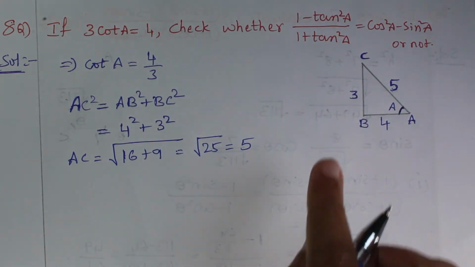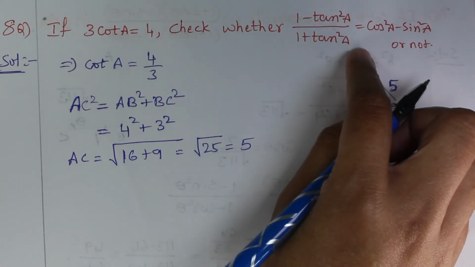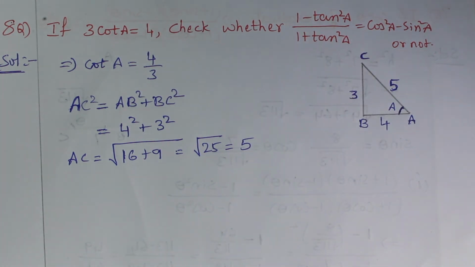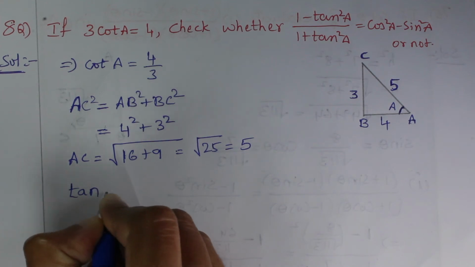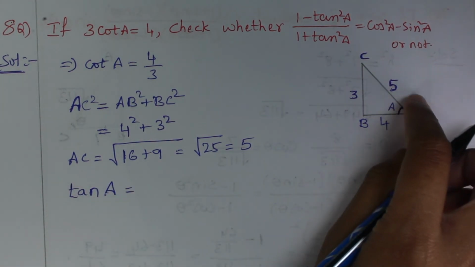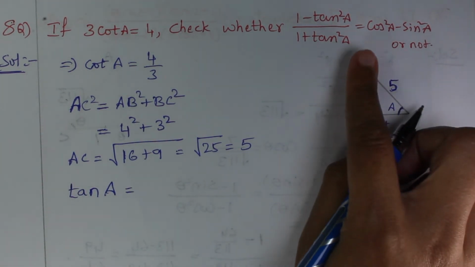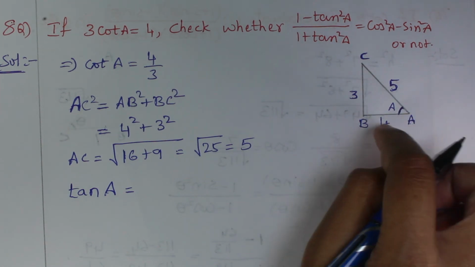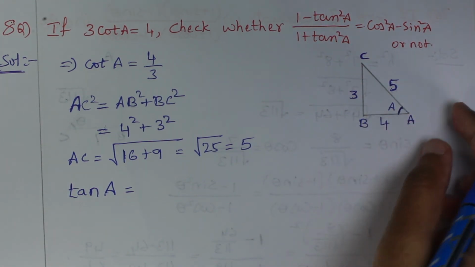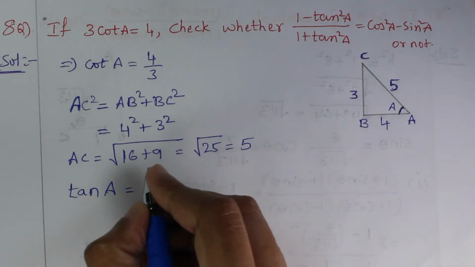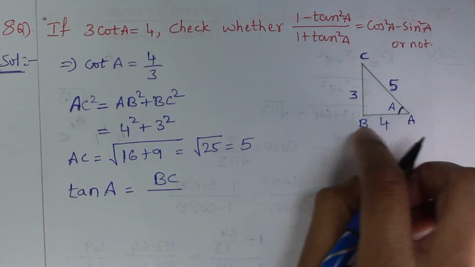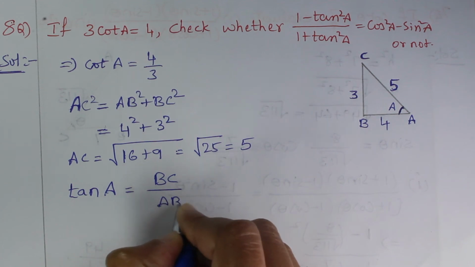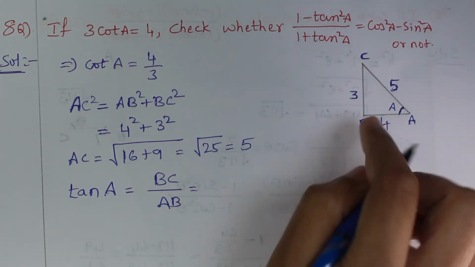Now we have to calculate (1 minus tan square A) divided by (1 plus tan square A). To do that, first let's calculate what is tan A. Tan A is equal to opposite side to angle A divided by adjacent side to angle A. The opposite side to angle A is BC, divided by adjacent side AB. That is equal to 3 by 4.